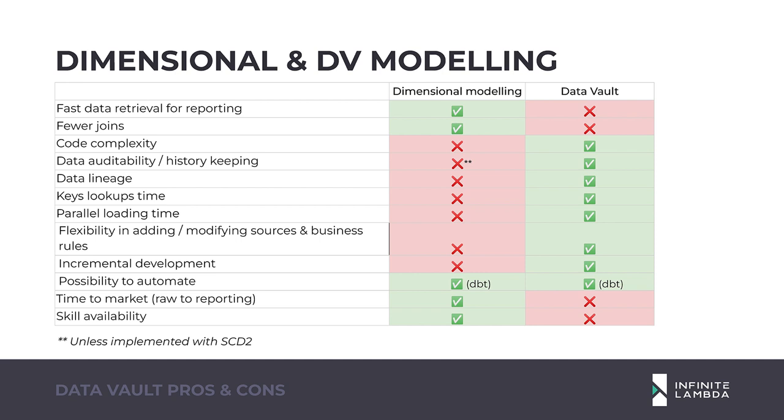Parallel loading time, data vault. Flexibility in adding and modifying sources, this improves, of course, data vault. Incremental development, also data vault. You can add new things like building blocks, right? And possibilities to automate with tools like dbt right now, and this probably goes both sides. Okay? And time to market, probably dimensional modeling, straightforward modeling. And skill availability, data vault is pretty good.